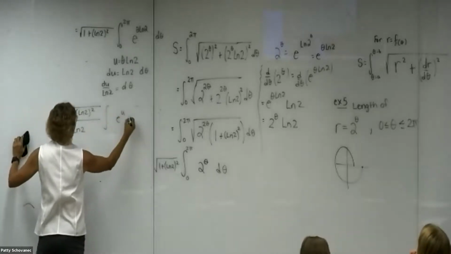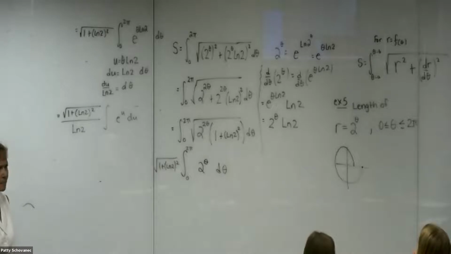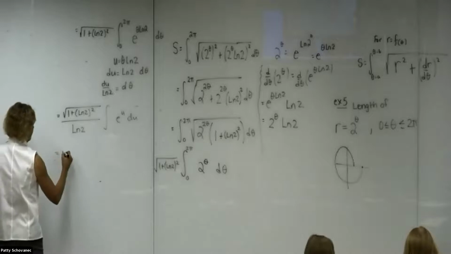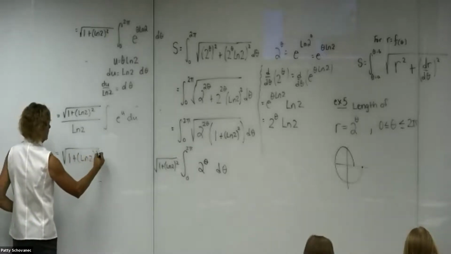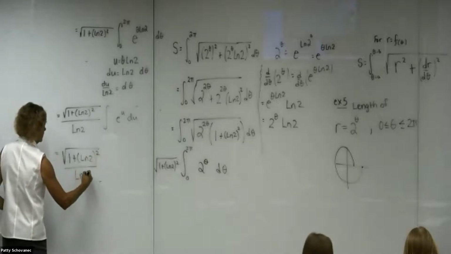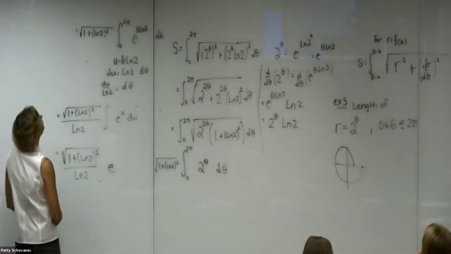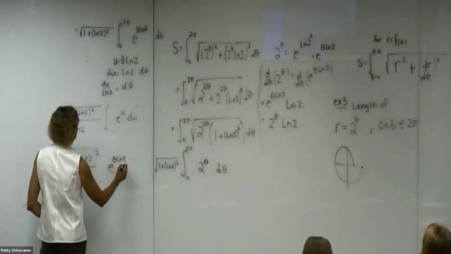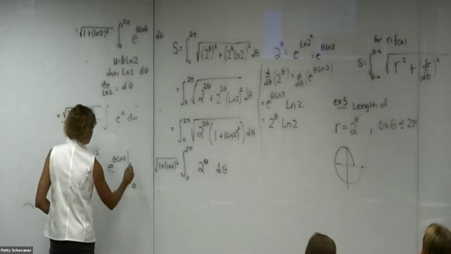So now I'm integrating e to the u du. What's the integral of e to the u? E to the u. So we're just about done. I get e to the u here. Let's go ahead and replace u again. U is e to the theta natural log of 2, and we evaluate that from 0 to 2 pi.